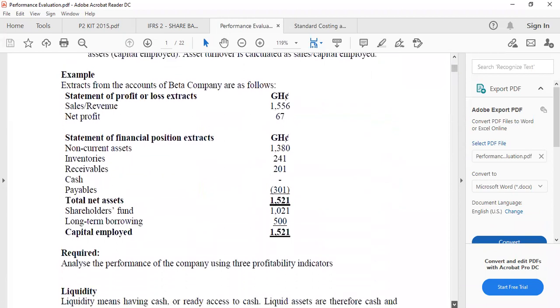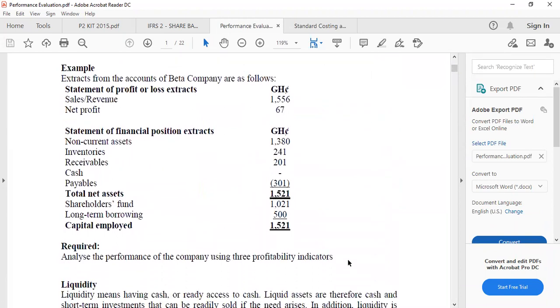Okay, let's look at this question. Extracts from the accounts of Beta Company are as follows. Statement of profit or loss extracts. Revenue or sales is 1,556. Net profit is 67. Statement of financial position extracts.